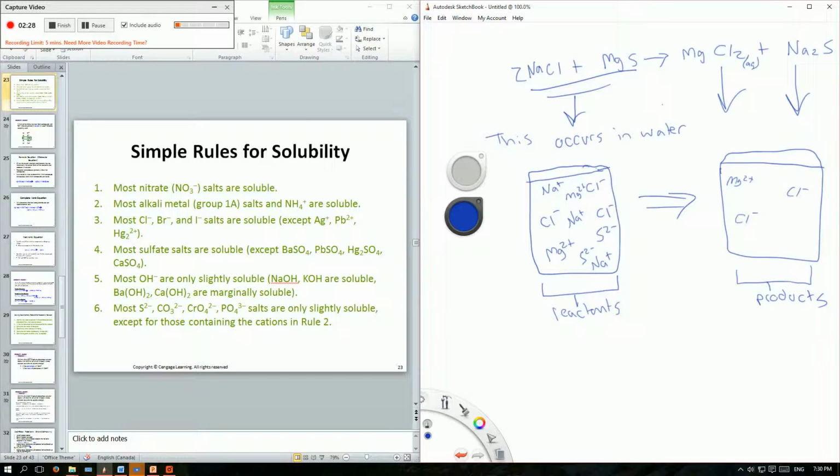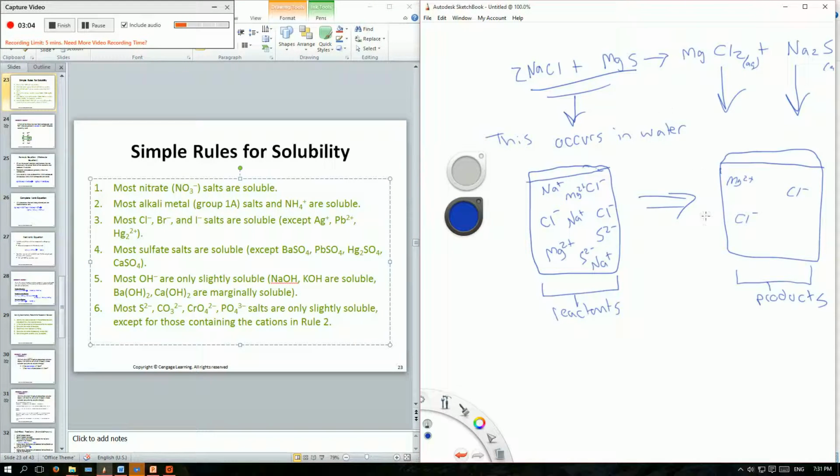you're going to have this floating around. Now if we look at Na2S, Na is an alkali metal, remember, or group 1A, so the very first column of the periodic table, and S. Most Cl salts are soluble, and most S salts are only slightly soluble except for those containing cations in Rule 2. So Rule 2 is where we have those. This one, so this actually turns out to be soluble as well.